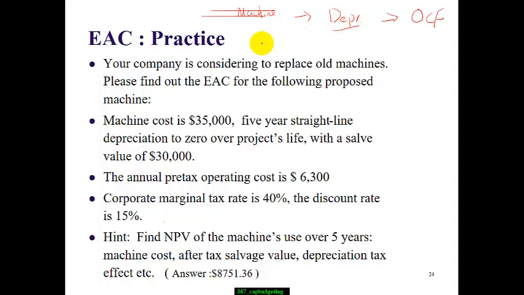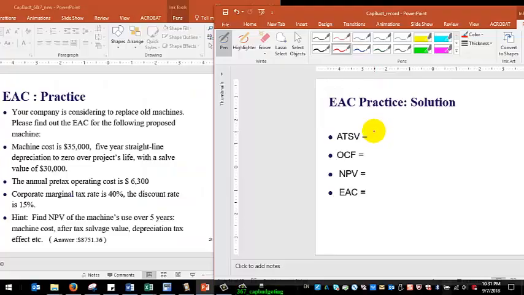So in this case, we're going to find out the OCF and also find out the ATSV, because we do have a machine residual value in the end. So now we follow the standard capital budgeting and find out the net value of this machine. So let's pause. I want you to practice this one and compare with the answer. So let's take a look at how we found the net value of this machine and EAC.